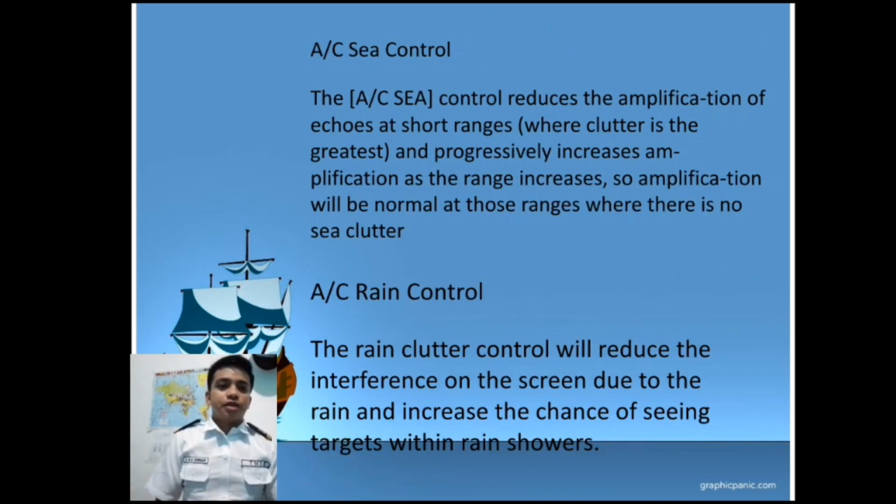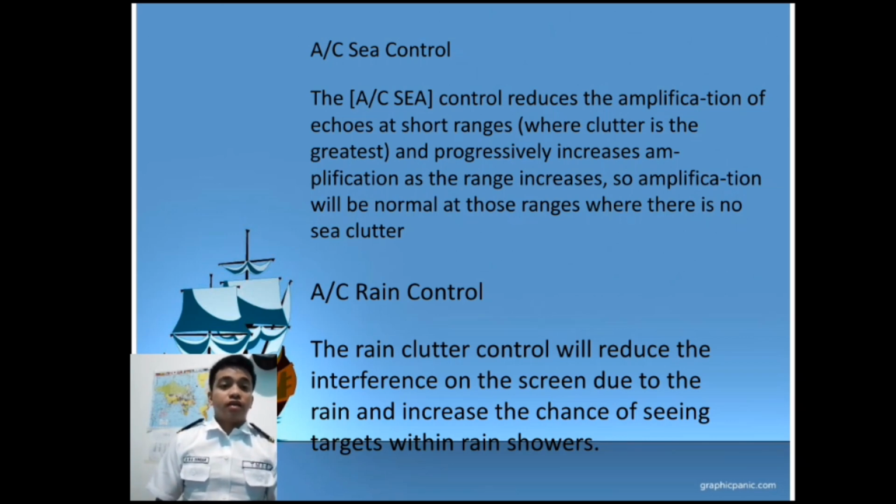And the next is the STC control. The STC control reduces the amplification of the echoes at short range, where clutter is the greatest, and progressively increases amplification as the range increases. So amplification will be normal at those ranges where there is no sea clutter.